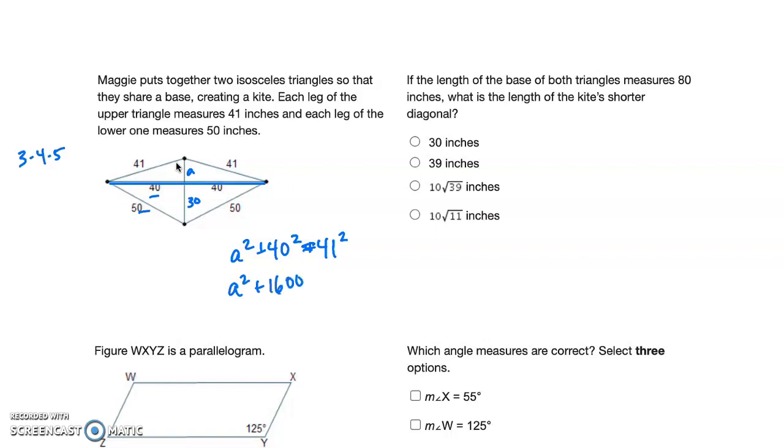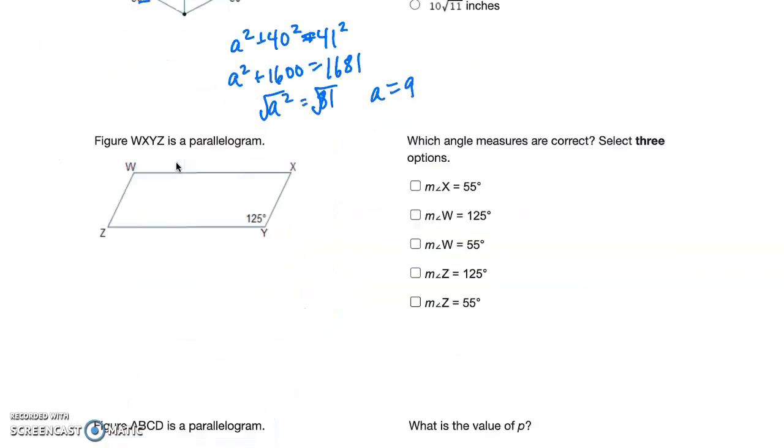1600 is equal to 41 squared is equal to 1681. So A squared is equal to 81. Take the square root of both sides, so A equals 9. So I have 9 plus 30, and we add those together, and we're going to get 39 inches.